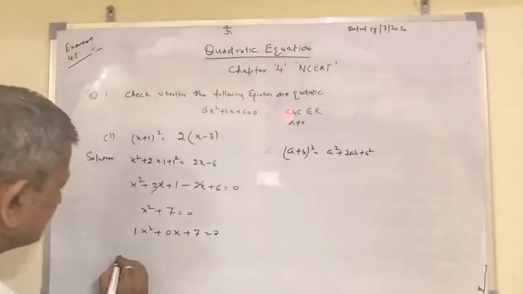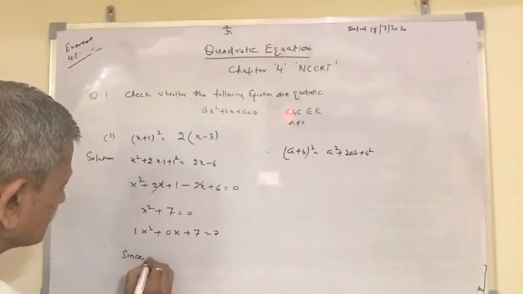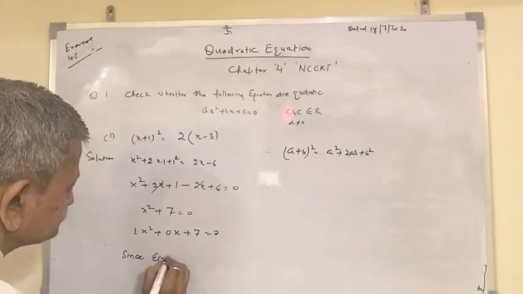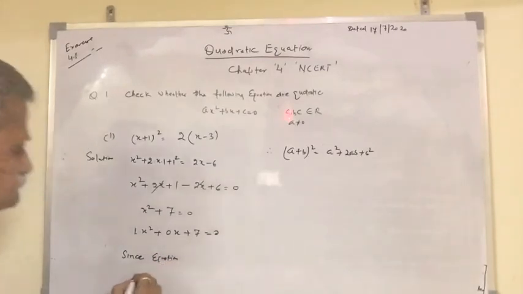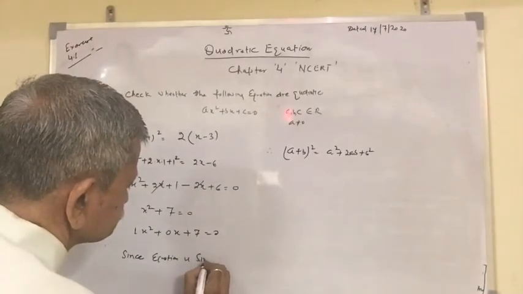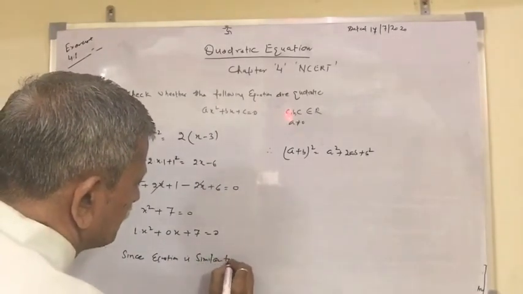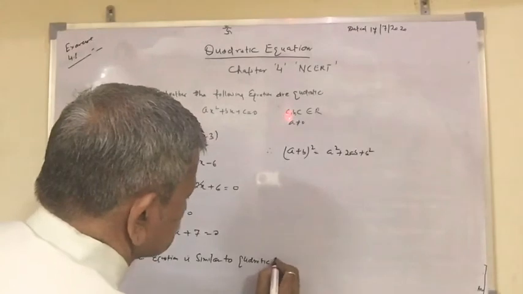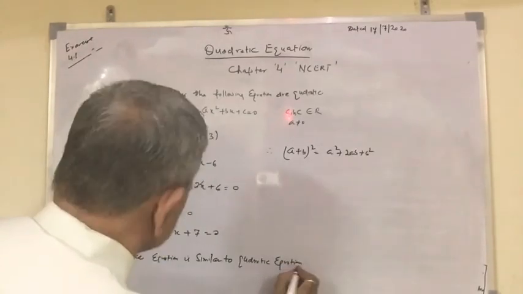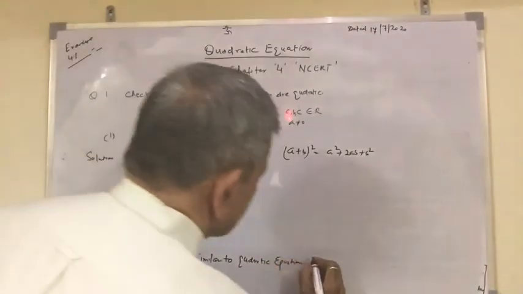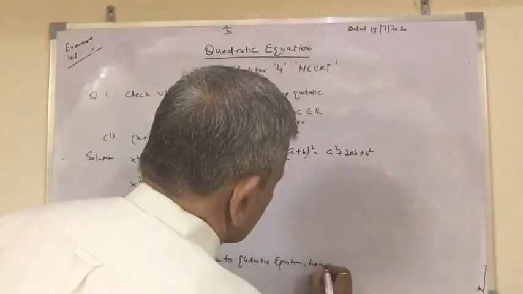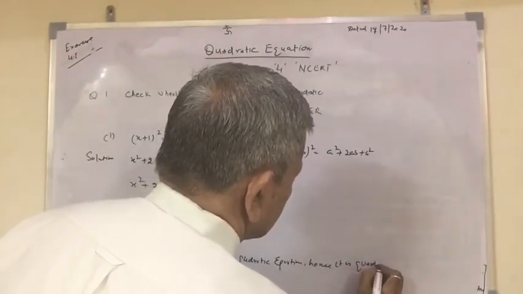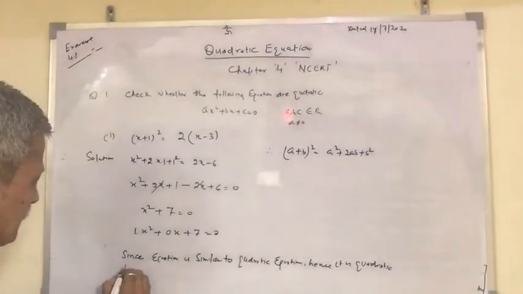So your answer is: since the equation is similar to a quadratic equation, hence it is a quadratic equation.